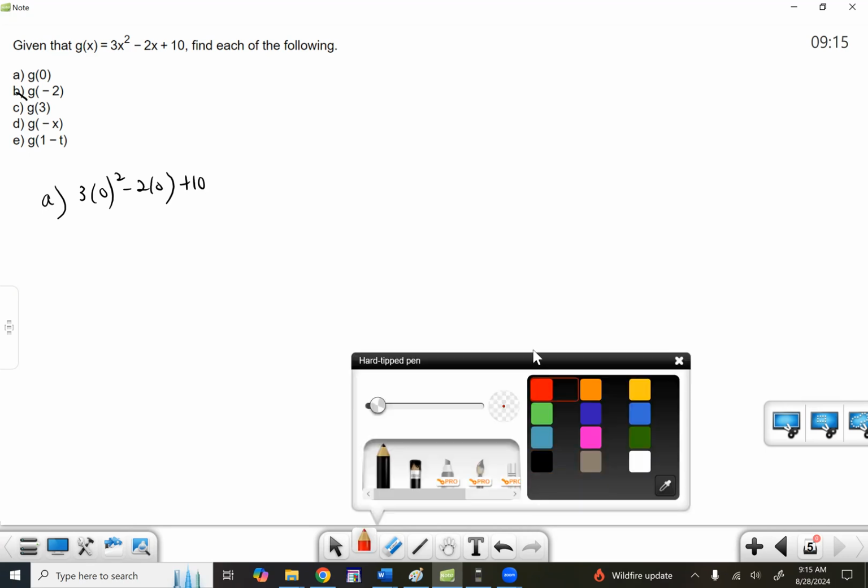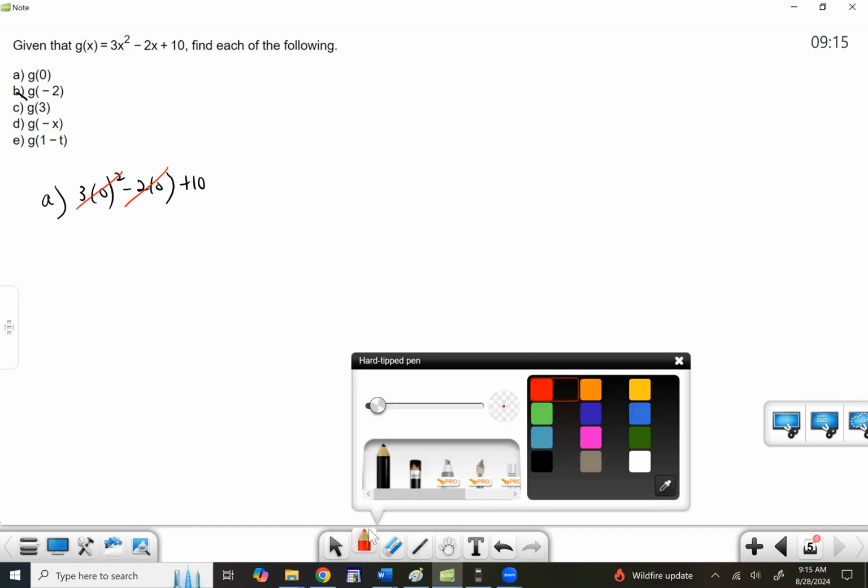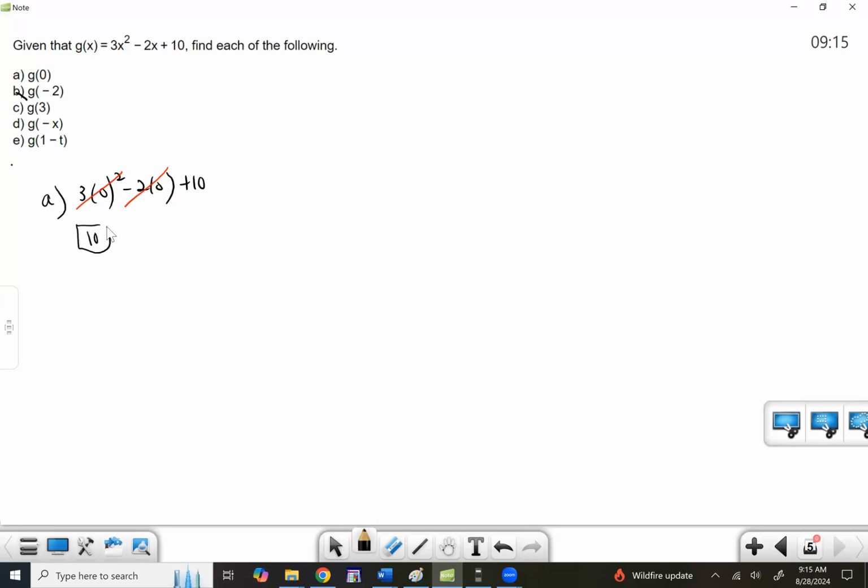Now remember, 0 times anything is 0. So this 2 times 0 is going to go away. 0 squared is still 0, and 0 times 3 is 0. So this is going to go away. So essentially anything multiplying by a 0 is gone. So that only leaves us with the number 10. So this first one, not too bad. Gotta love 0. All right, let's go into B.